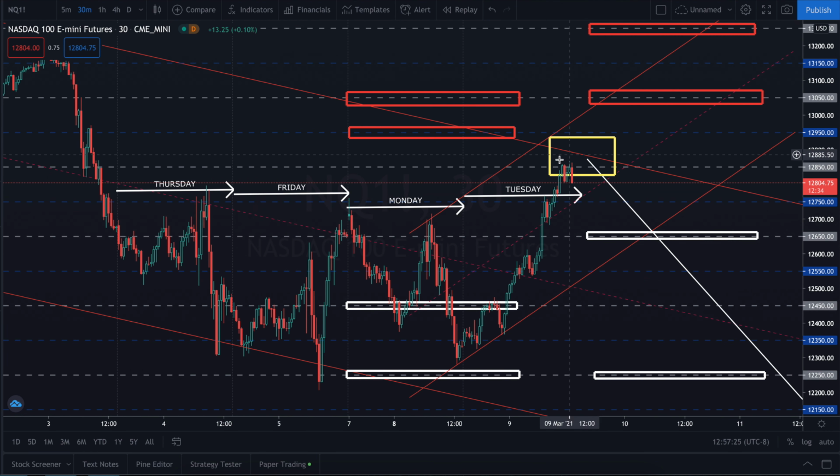So it's not a coincidence that we are coming to the top of this channel, and right now we're going to see some kind of a pullback, maybe some kind of a range right here in this area. And that is why I'm going to talk about what we can expect for tomorrow.